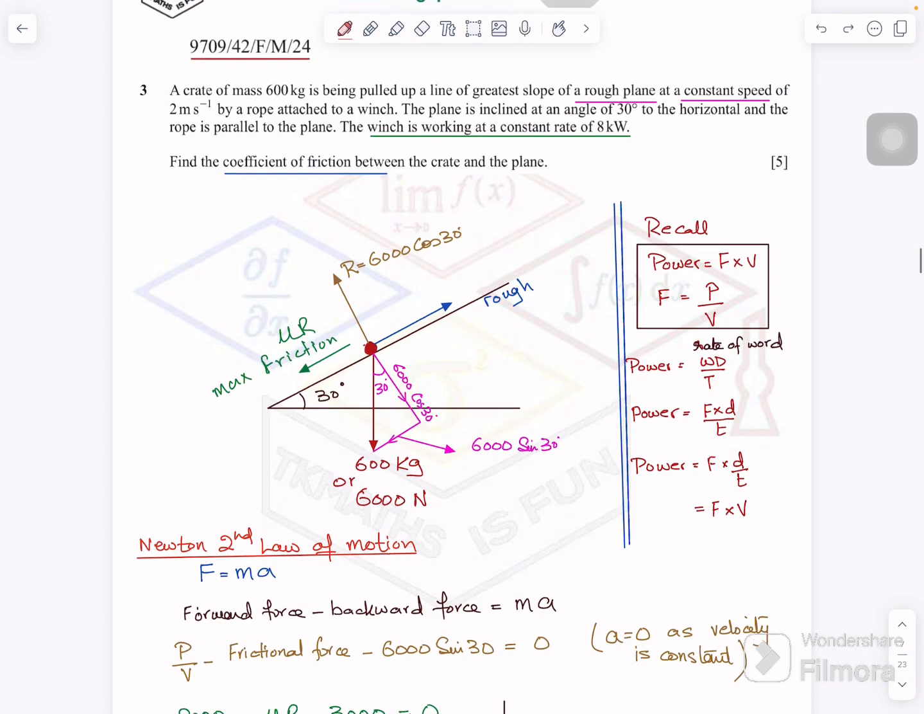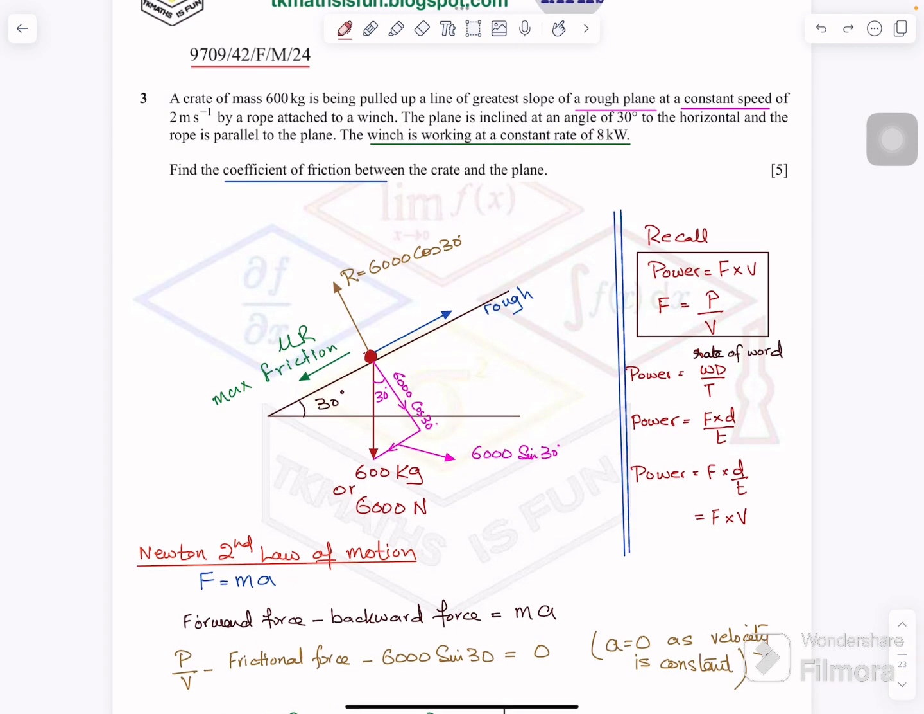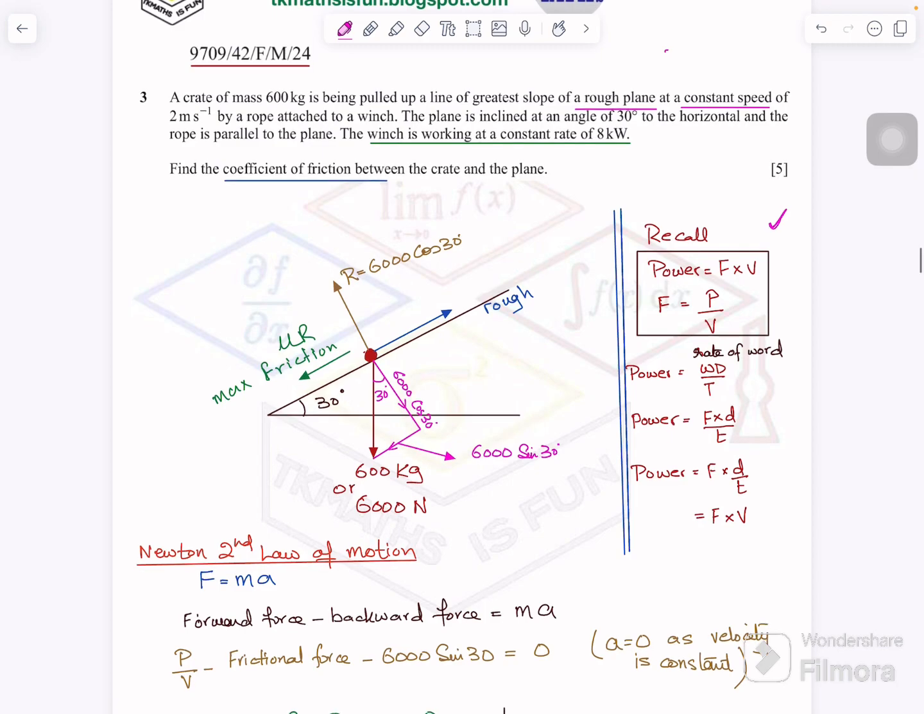Question number 3. It's very important that you sketch the situation, then it will be very easy for you. So here I have written what power is, how to change this into a force equation, and what is given to you, so you can see here.